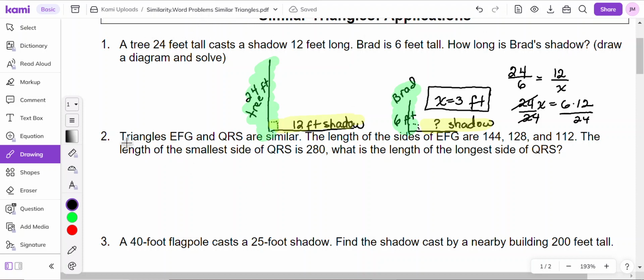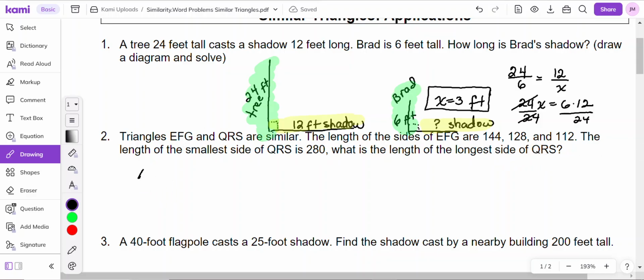All right, so now we have two triangles, EFG and QRS, that are similar. Anybody want to share, or you want to stop making noise? What's going on? Thank you. Triangles EFG and QRS are similar. The lengths of EFG are these. The length of the smallest side of QRS is 280. What is the length of the longest side of QRS?